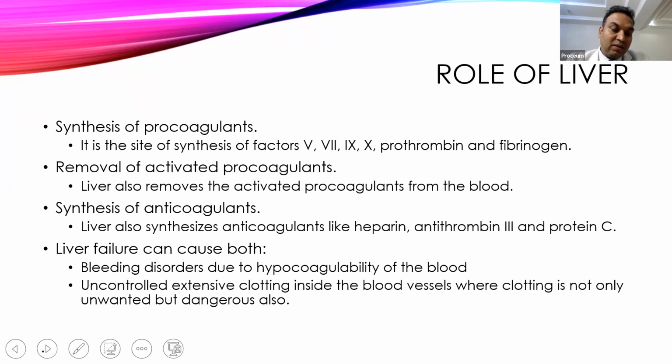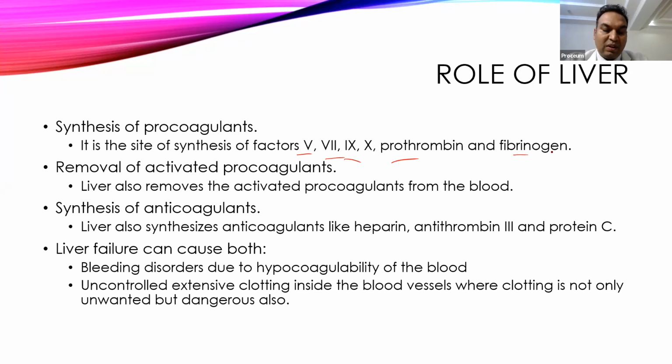Then come to the liver. Almost all clotting factors are synthesized by the liver, like factors 5, 7, 9, 10, prothrombin and fibrinogen. The liver also removes the various activated coagulants from the blood, and it also synthesizes the anticoagulants like heparin, antithrombin 3, and protein C. So the liver plays a very important role in balancing between the coagulation system and the anticoagulation system.